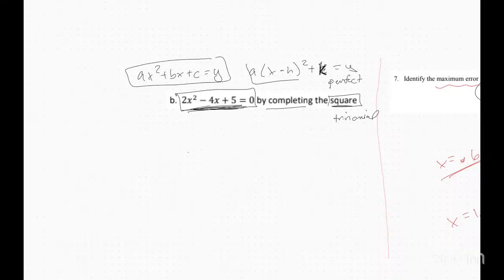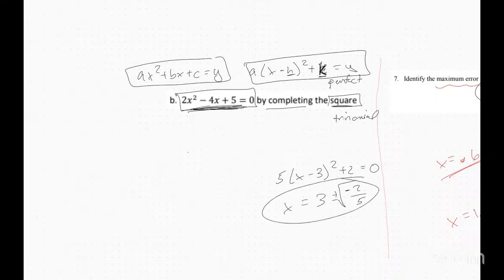If I had 5 times x minus 3 squared plus 2 equals 0, how can I solve this equation? You would subtract the 2, exactly. It's very simple to solve, right? I subtract the 2, divide by 5, take the square root, and add 3. You could almost do it all in one stroke like that. See how nice that is? That's why we want to complete the square.